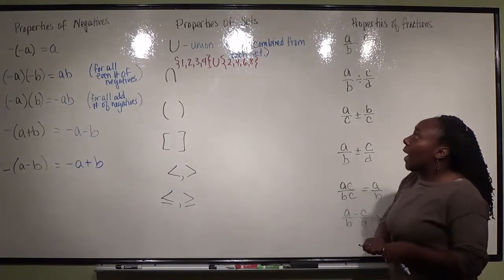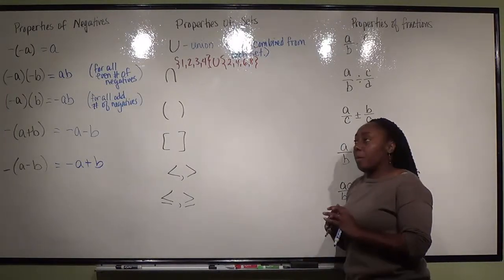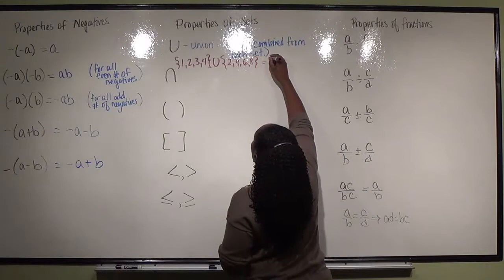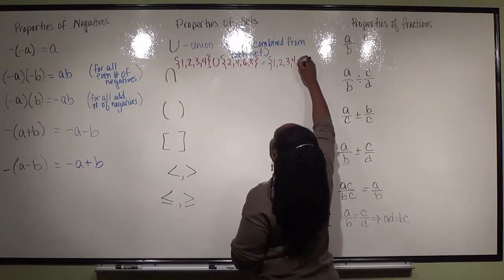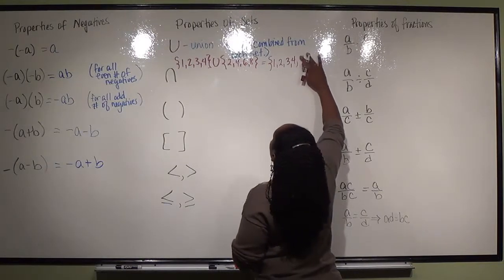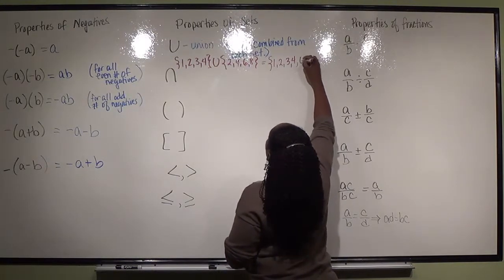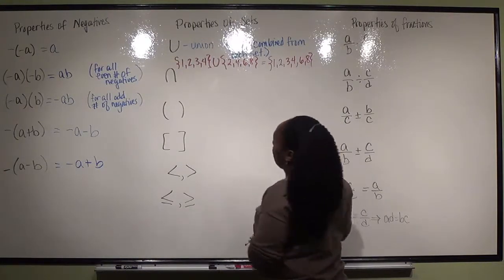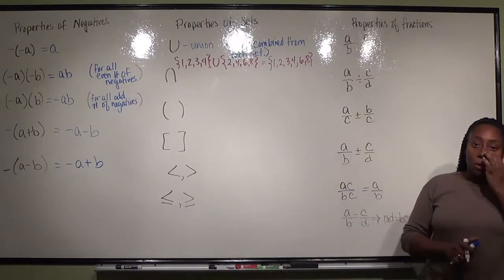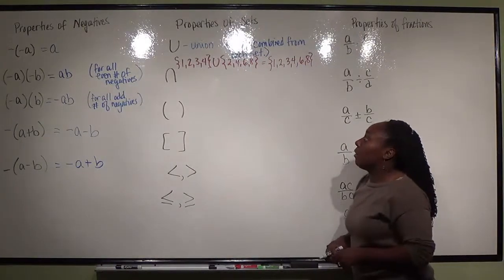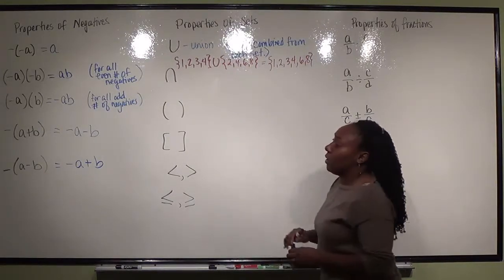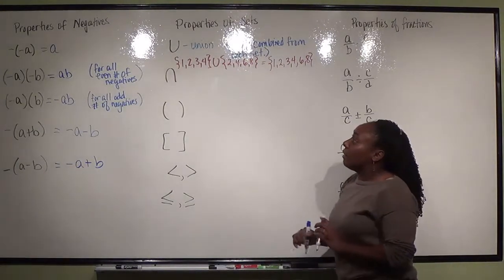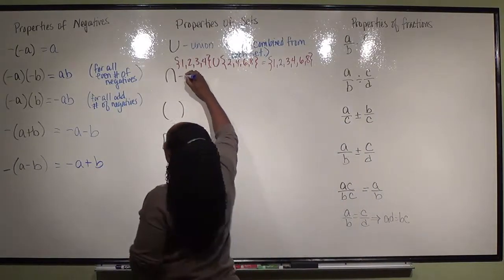Then if I look at the combined terms from them, my union is going to be everything that's in that first set plus everything in that second set. And if you'll notice, the terms that are in both, I'm only writing once. I don't need to write them down more than once. So it's everything in here combined with everything in here. Okay?